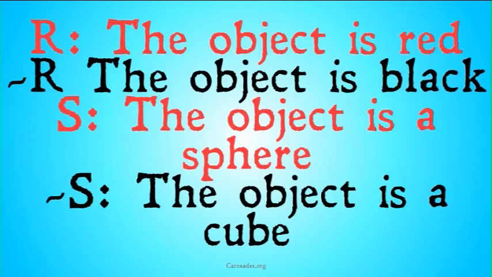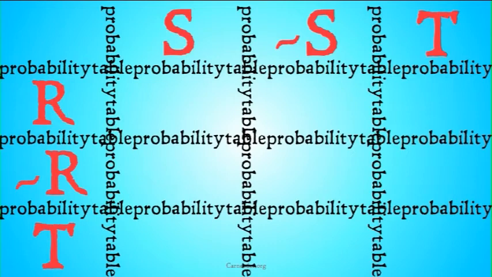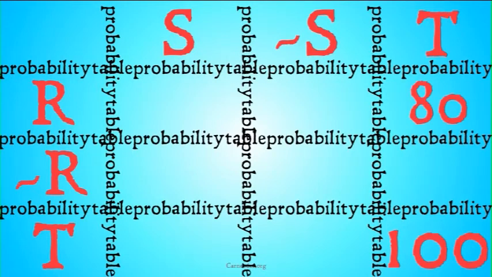So, we're going to take R as the object is red, not R as the object is black, S as the object is a sphere, and not S as the object is a cube. We set up our probability table and plug in the information we've been given. We know that there are a total of 100 objects. It's going to be really nice for finding probabilities.